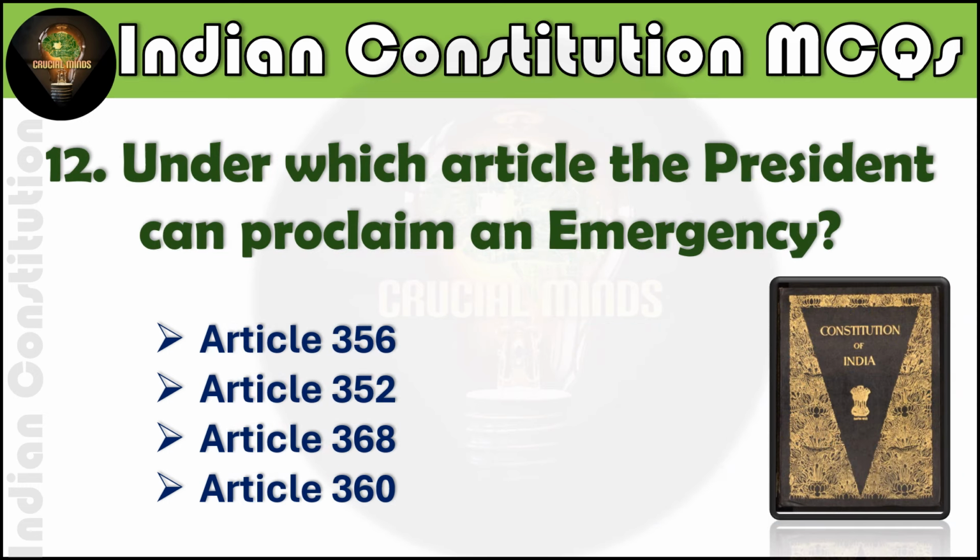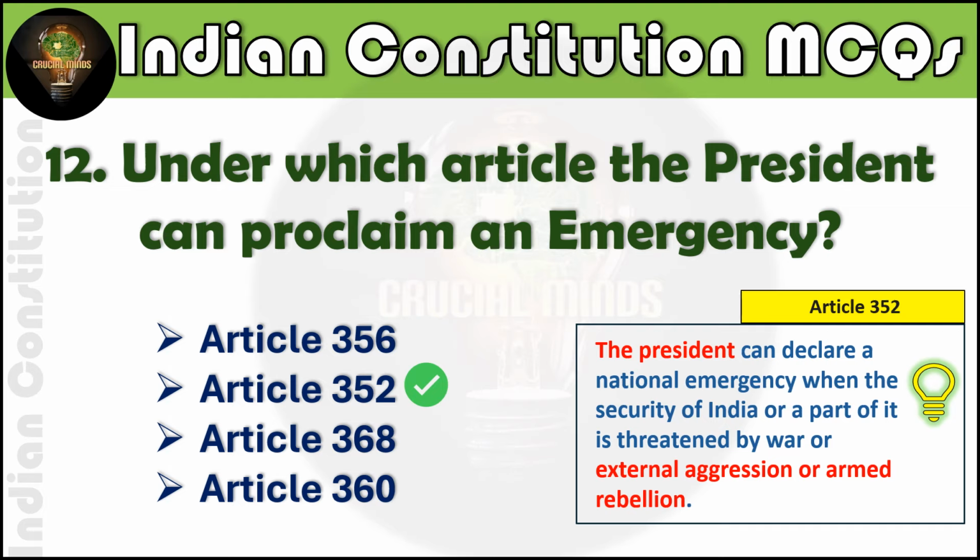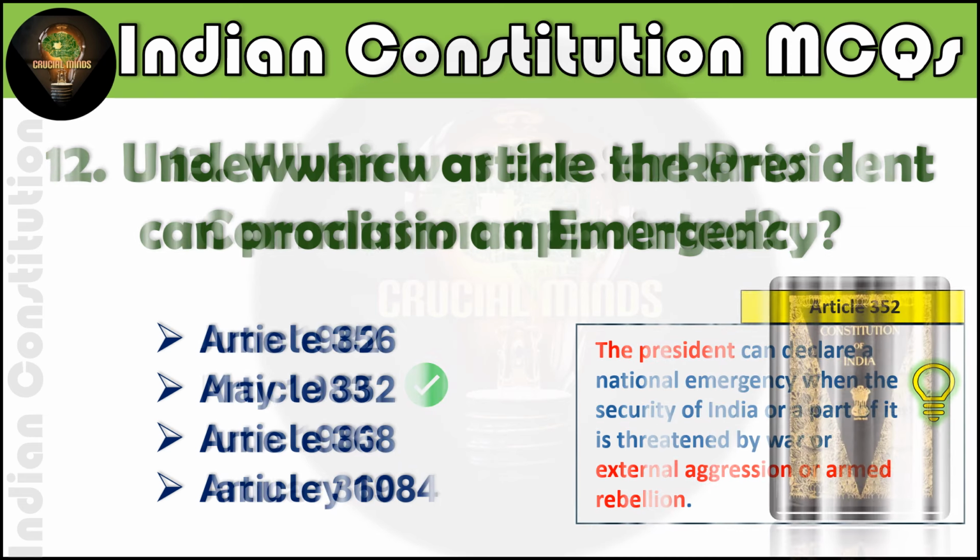Question number 12. Under which article can the President proclaim an emergency? The answer is Article 352. Explanation: the President can declare a national emergency when the security of India or a part of it is threatened by war or external aggression or armed rebellion.